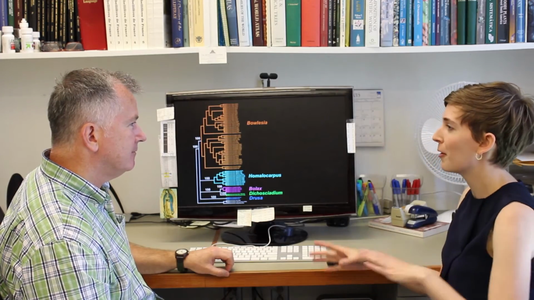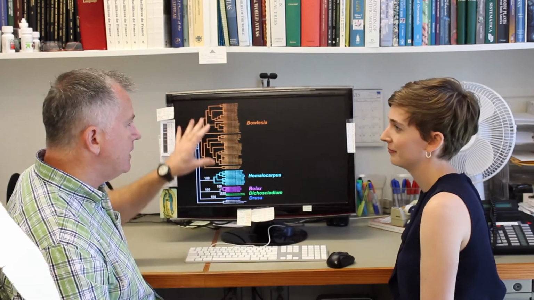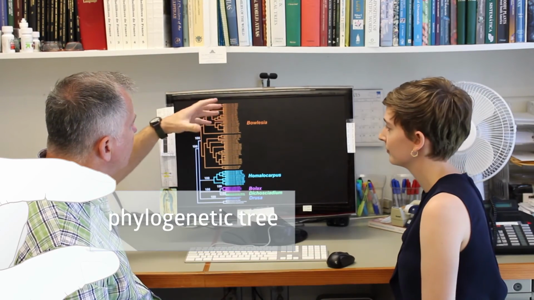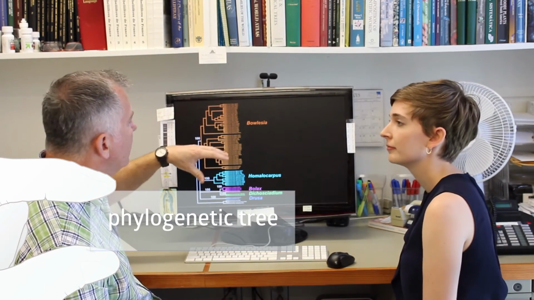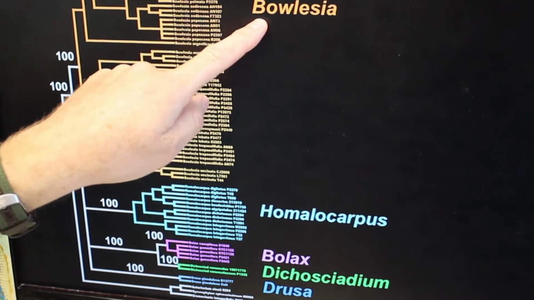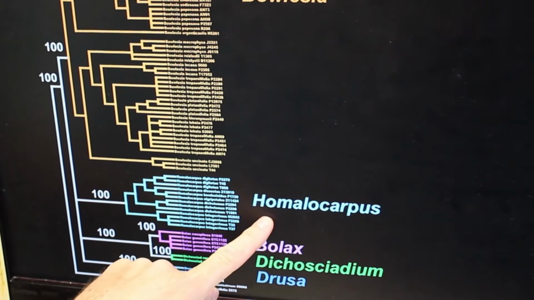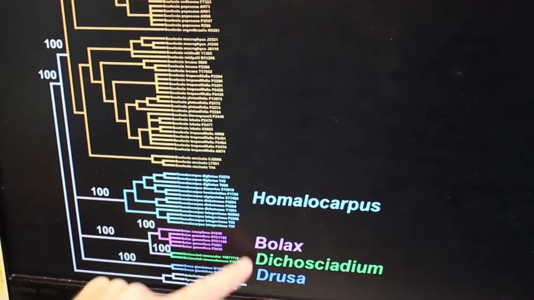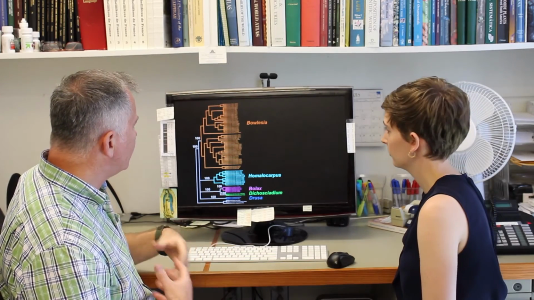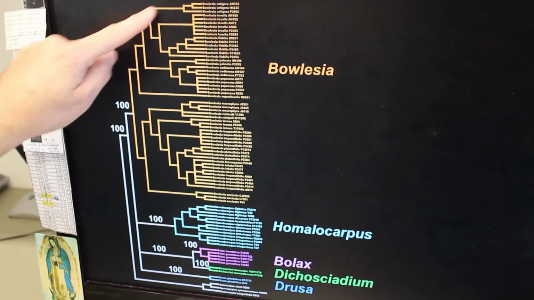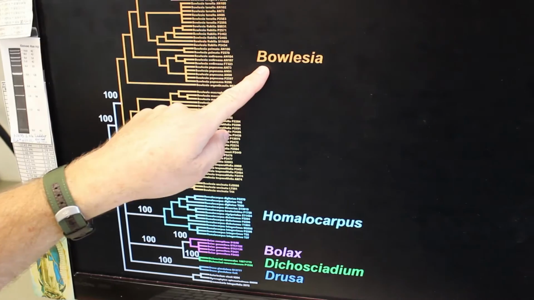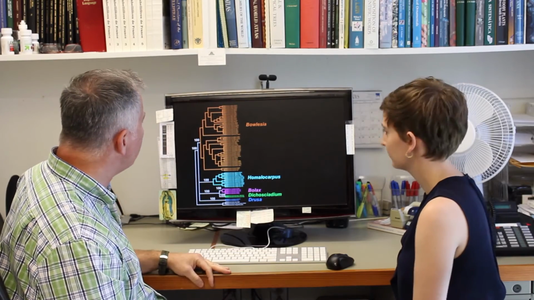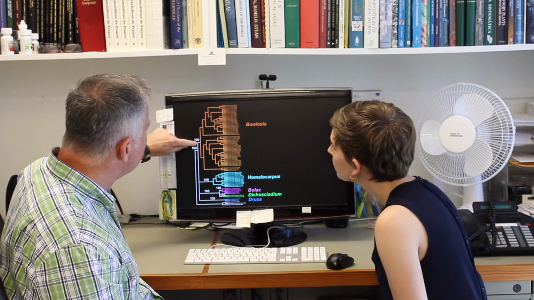Okay, so how do we get from that alignment to this tree? We take the sequences that were in the alignment and we analyze them with a computer program that looks for shared similarities or shared characters among these different species. And that computer program then helps generate this phylogenetic tree. So what we're seeing here is that the Belisi group represents a single evolutionary lineage. And what that means is that they all share a single common ancestor.